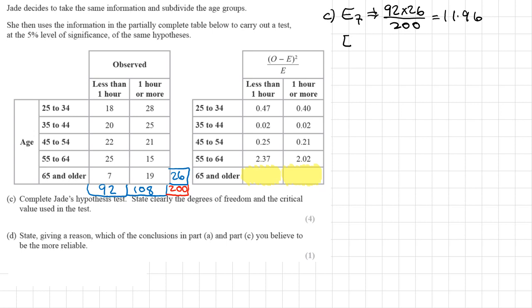And we're now going to find the expected value for the 19 here. That's going to go in this cell, well, it won't go in that cell, but it will form the calculation for that. So E19, row total, column total, so 108 times 26 divided by 200, and that is 14.04. So again, this is greater than 5, so we don't need to combine anything. So now we do this calculation here.